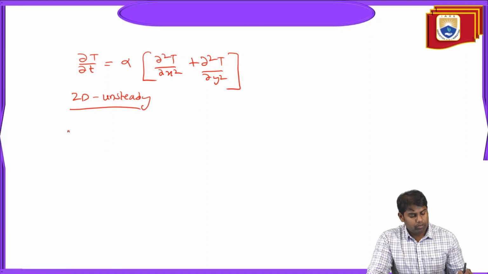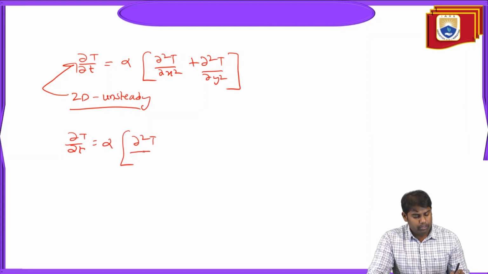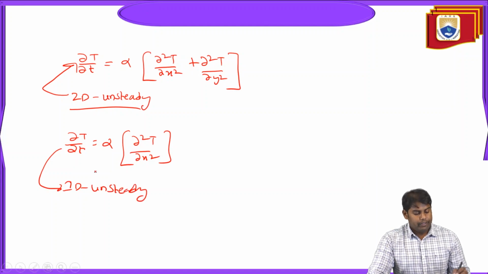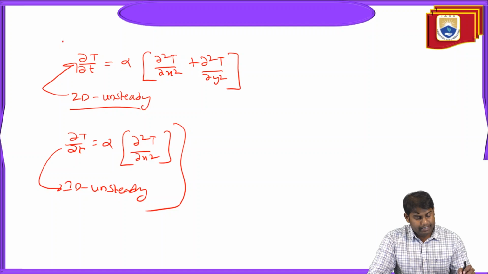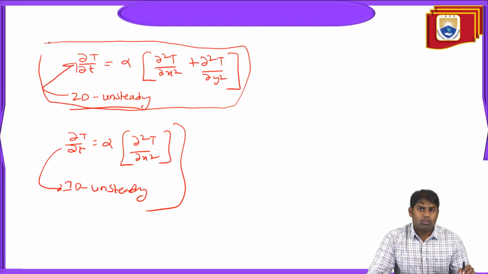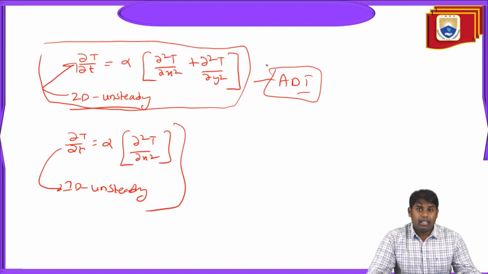Previously we have seen ∂T/∂t is equal to α into ∂²T/∂x², which is the 1D unsteady equation. For this we applied the semi-implicit scheme directly. Now, when we have this 2D unsteady equation, how do we apply the semi-implicit technique? What switching factors do we have? So what is ADI? We need to use the ADI method, the alternating direction implicit scheme. What is that scheme exactly? We'll see in the next lecture.